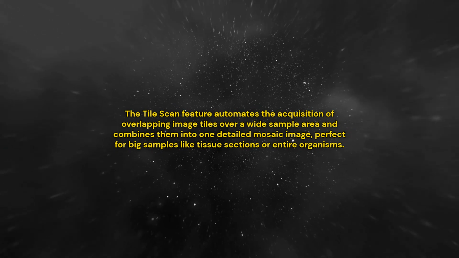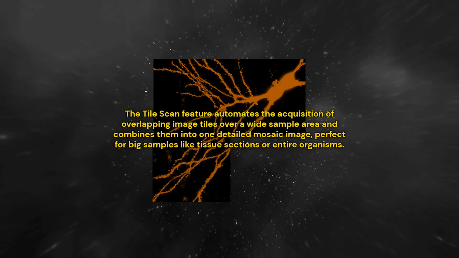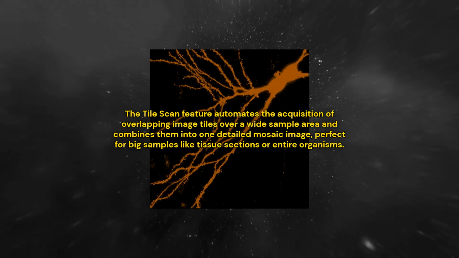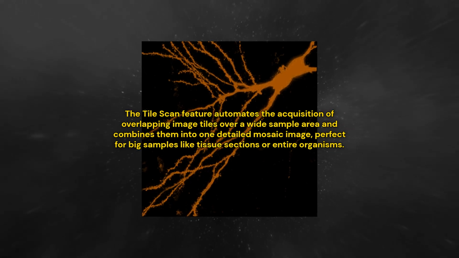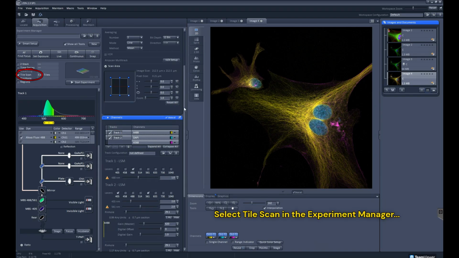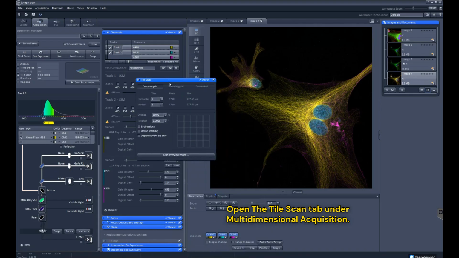The tile scan feature automates the acquisition of overlapping image tiles over a wide sample area and combines them into one detailed mosaic image. Perfect for big samples like tissue sections or entire organisms. Select Tile Scan in the Experiment Manager. Open the Tile Scan tab under Multidimensional Acquisition.